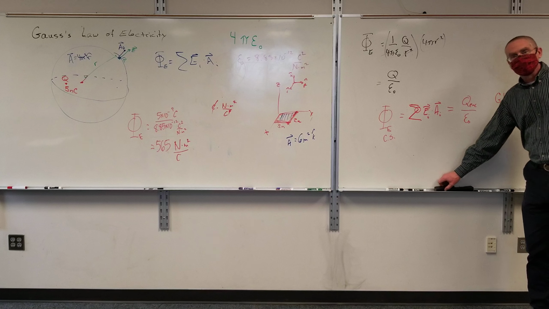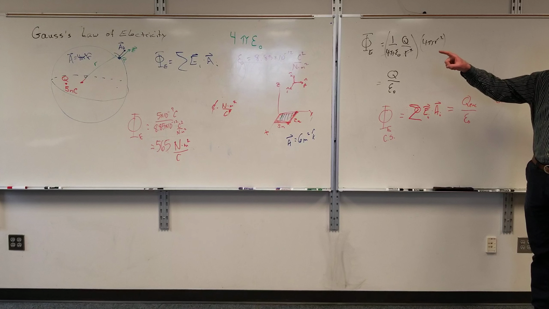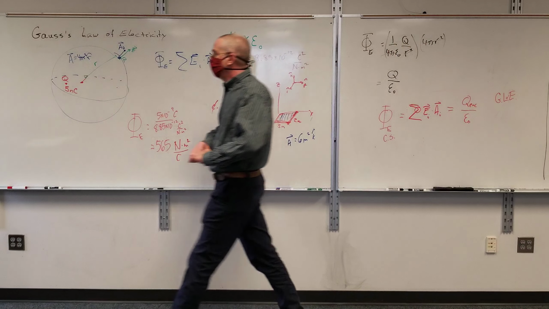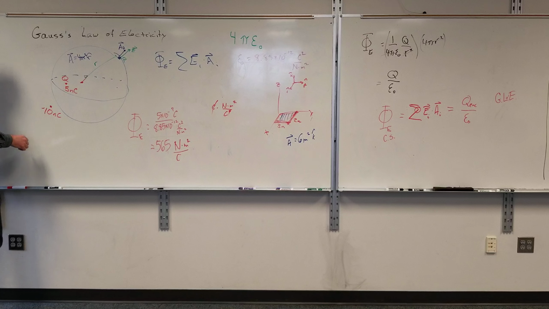So that's the electric flux through that surface, no matter where Q is, as long as it's inside. Now, I'm gonna add another charge here, 10 nanocoulombs, let's make it negative 10 nanocoulombs, right here. What's the electric flux through the surface now?